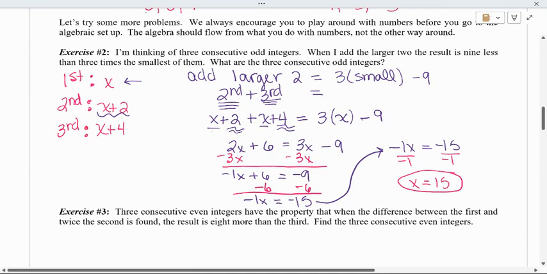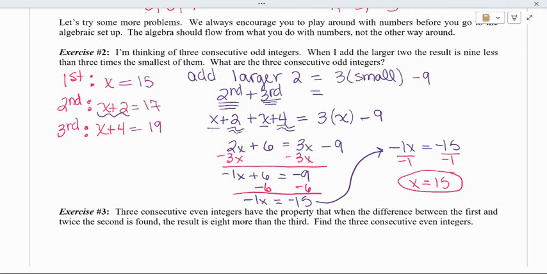So that means that the 3 consecutive odd integers are, well, x is 15. So x plus 2, or 15 plus 2 is 17. And then x plus 4, or 15 plus 4 is 19. Yeah. Those are our 3 consecutive odd integers.